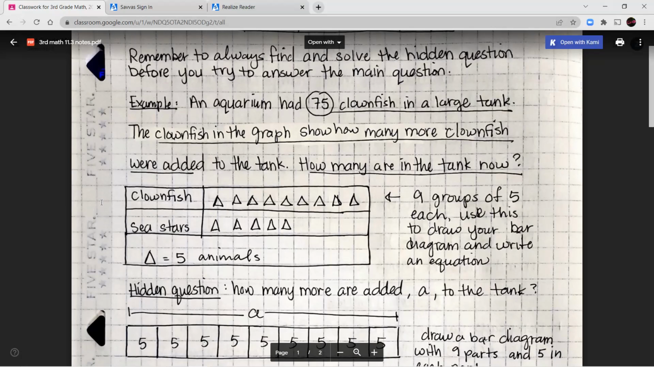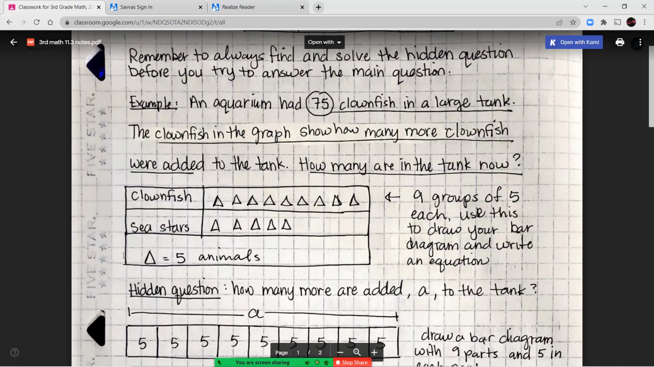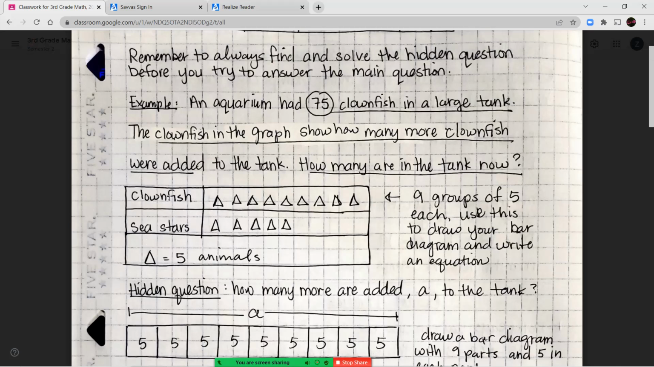So we annotated our question. We started with 75 clownfish. We know that more were added, and our main question is how many are in the tank now? Now we have a pictograph here, and we can see the clownfish. There's 1, 2, 3, 4, 5, 6, 7, 8, 9 triangles. And each triangle, we can see from our scale, is equal to 5 animals. So there's 9 groups with 5 in each group here. So 9 groups of 5 each.